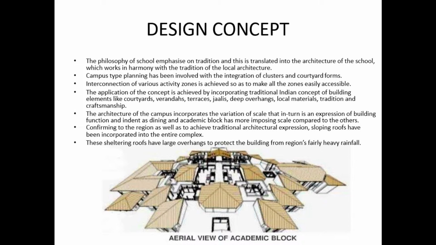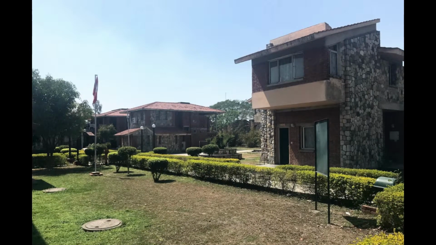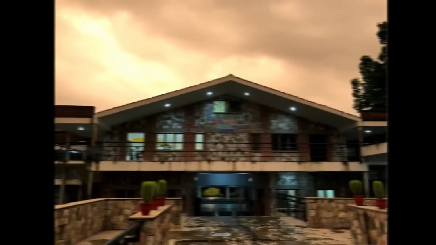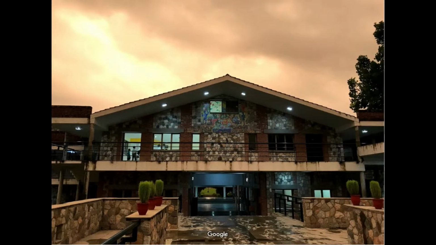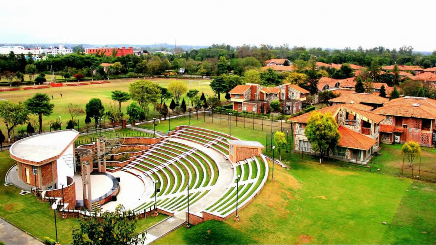The philosophy of the Salakwi School emphasizes on tradition, and this is translated into the architecture of the school, which works in harmony with the tradition of the local architecture. Campus-type planning has been involved with the integration of clusters and courtyard forms. Interconnection of various activity zones is achieved so as to make all the zones easily accessible. The application of the concept is achieved by incorporating traditional Indian concept of building elements like courtyards, verandas, terraces, jollies, deep overhangs, local materials, and craftsmanship.